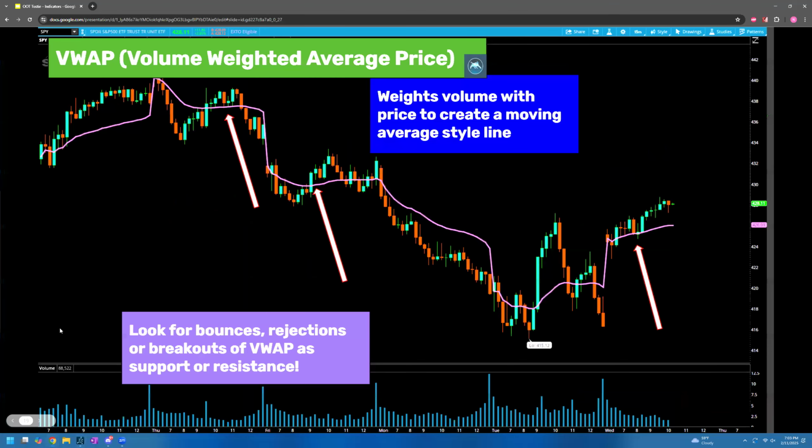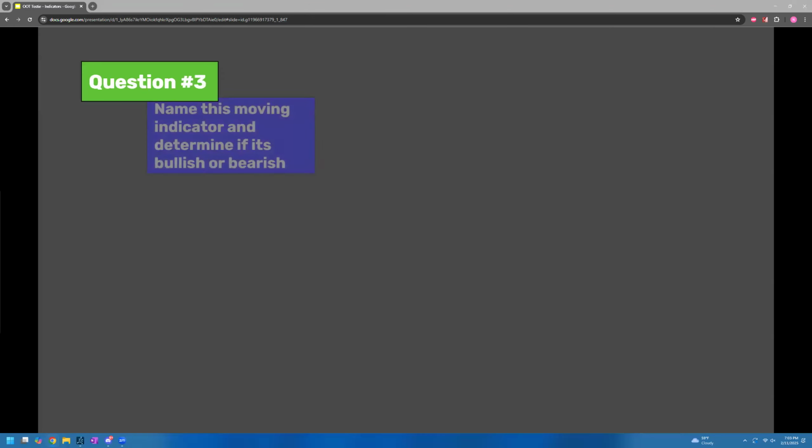Okay, yeah, so similar to all of our other moving indicators, you really want to look for bounces, rejections, or breakouts of VWAP as support and resistance. It's just going to behave like any other support and resistance line, like our moving averages, like our Bollinger bands. They all basically react the same way.